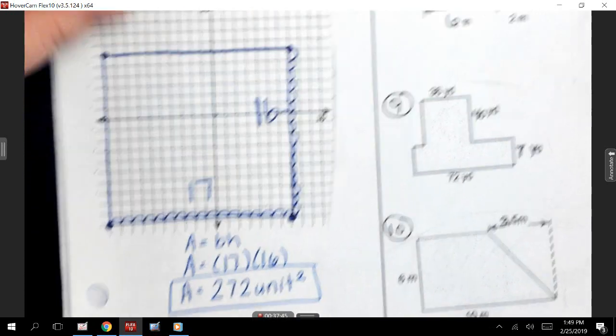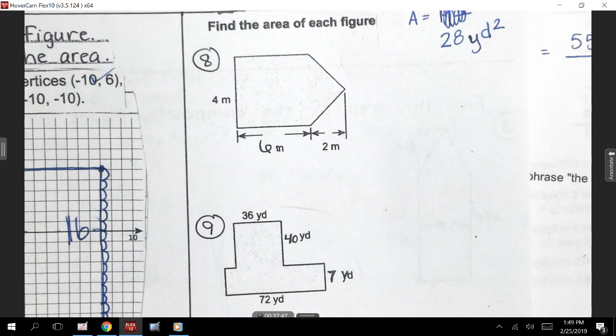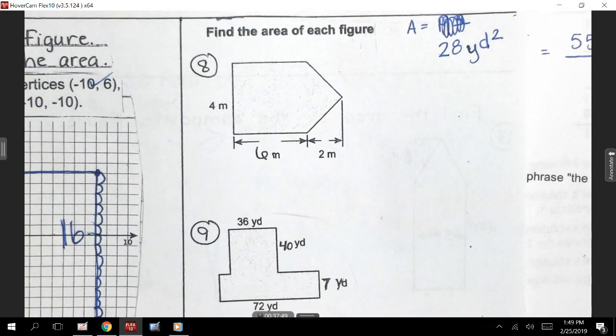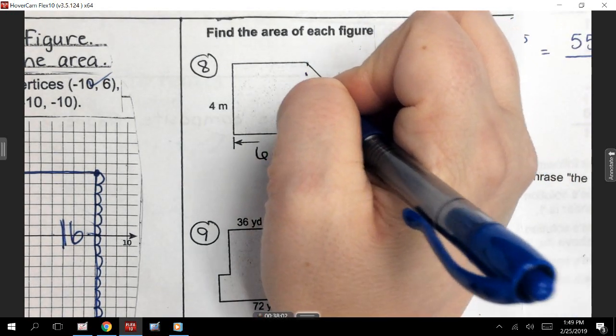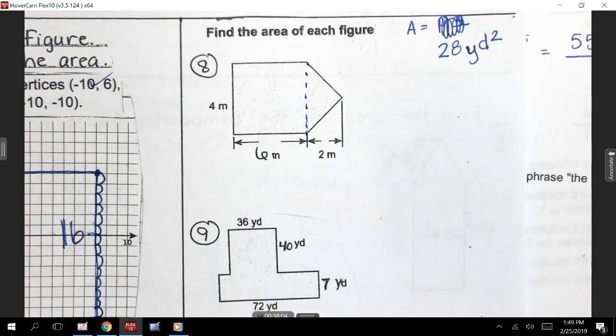All right, we're going to look at number 8. So number 8 is a weird shape. So what can I do to it? Because it's kind of funky looking. What can I do, Morelli? You make it into a rectangle and a triangle. Very good. We're going to make a rectangle and a triangle. We're just going to split it up.